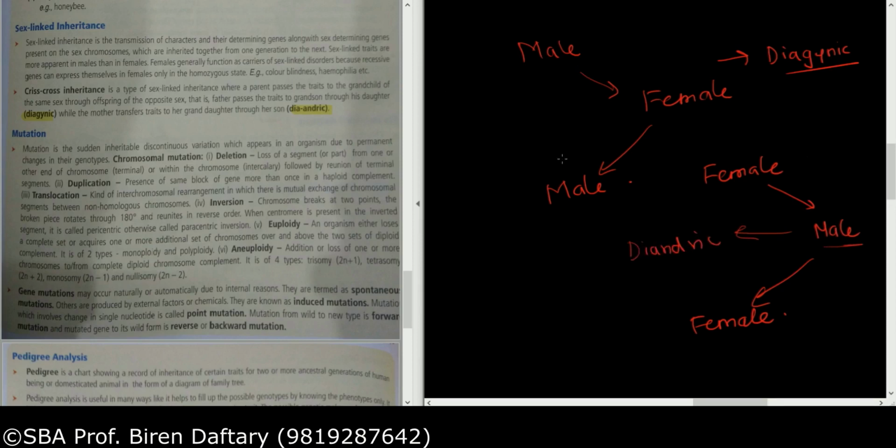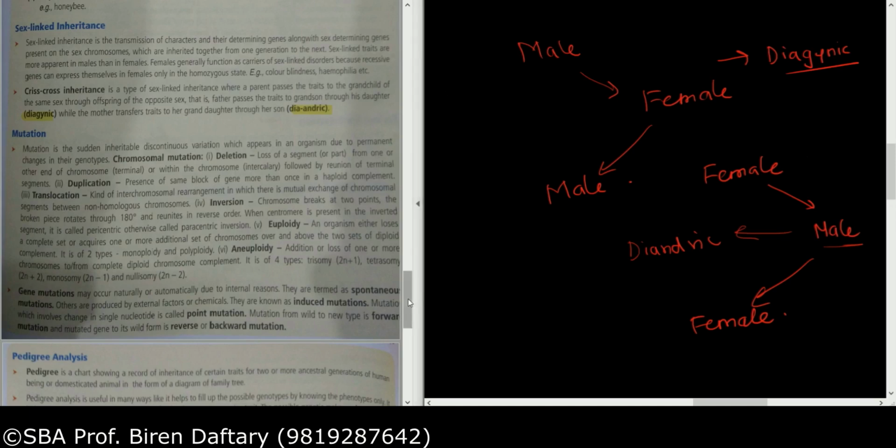For example, over here you are seeing two males. Androecium is andric, gynoecium is gynic. You know, androecium is male, gynoecium is female. But don't think that there are two males over here, so this is diandric. It is not di, it is dia. So diagynic means through the female, diandric means through the male. Okay, so that is crisscross inheritance. I hope these words are clear.